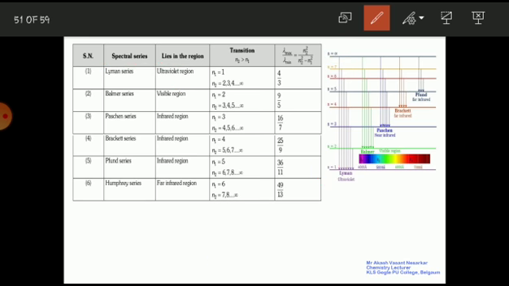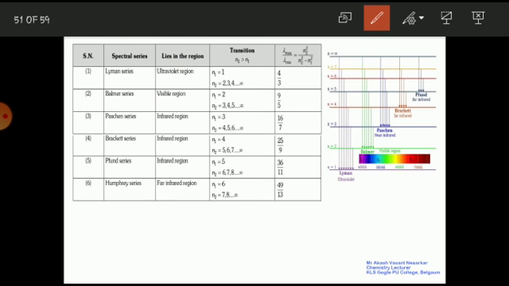So remember that when an electron falls from a higher energy level to the first energy level, it gives the Lyman series, and it produces ultraviolet radiation. It falls in the ultraviolet region.